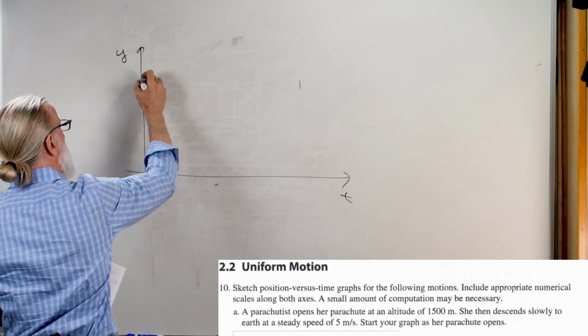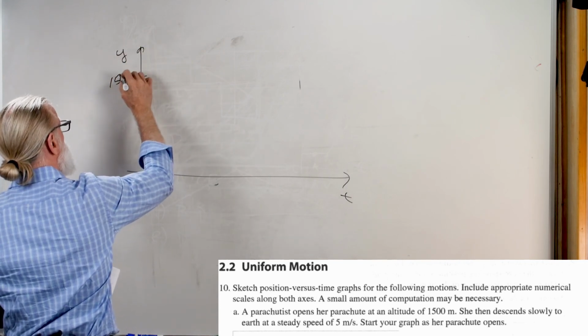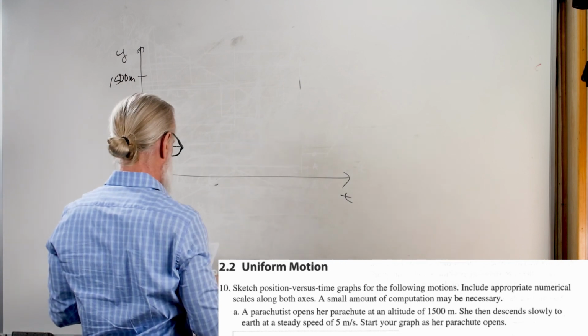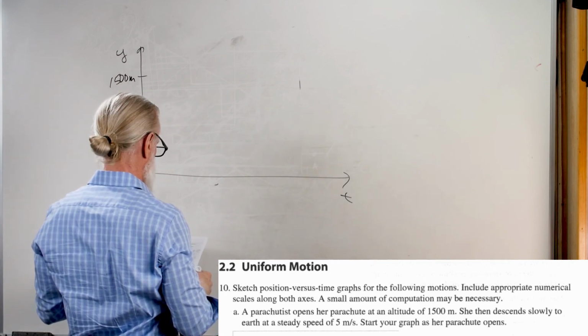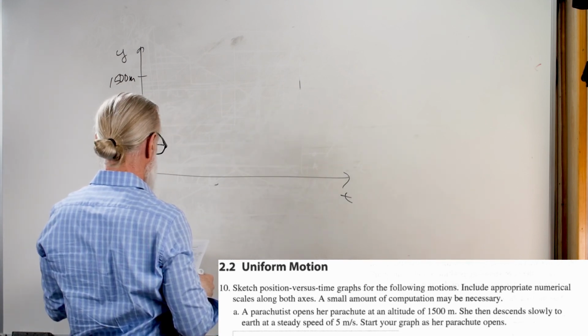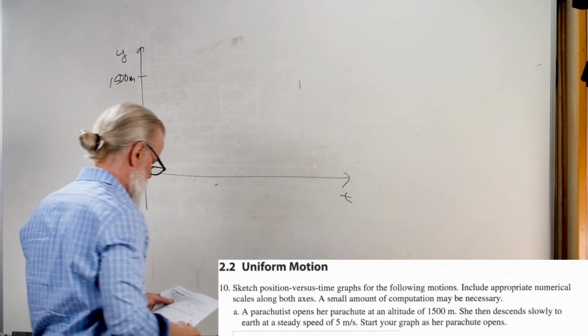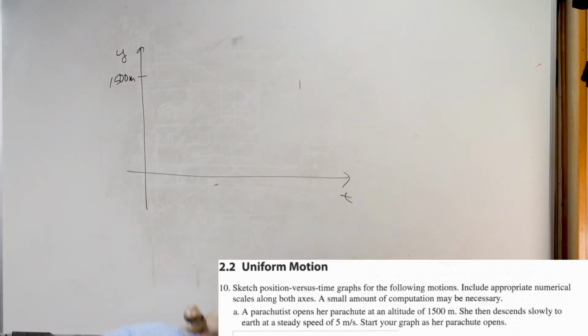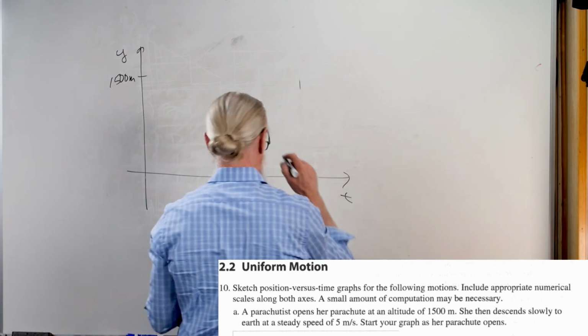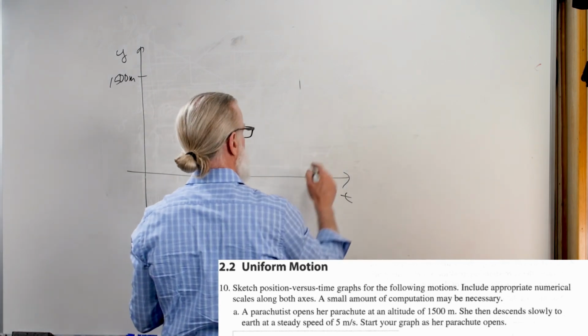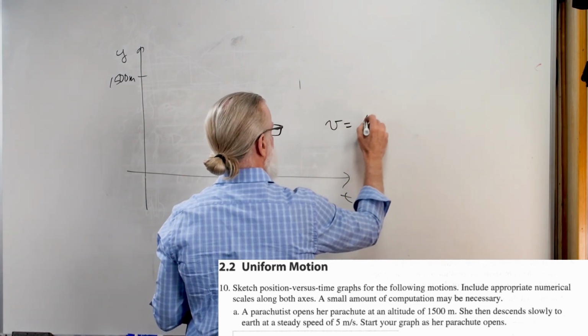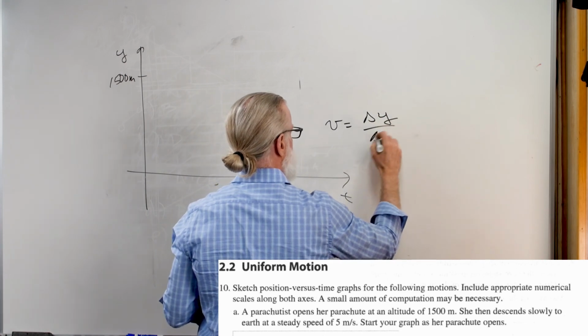So we got this Y. She opens it at 1,500 meters, and then slowly goes down at 5 meters per second. All right, so her speed is 5 meters per second. How long does it take? All right, so speed is delta Y over delta T.